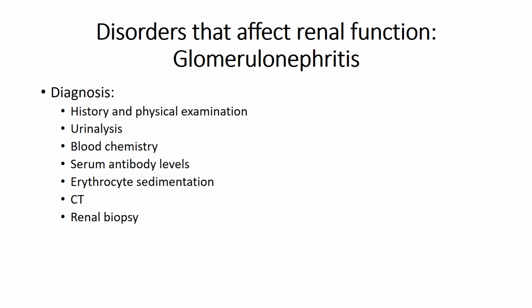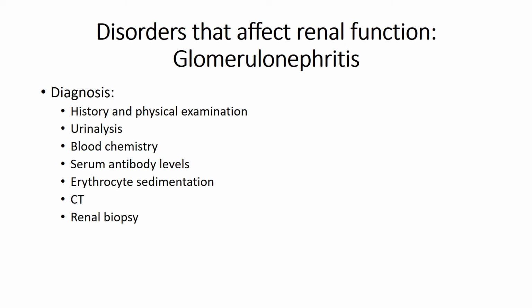So back to glomerulonephritis as a whole, we would need to differentiate between glomerular nephrotic syndrome and nephritic syndrome using the manifestations that we see, collecting urinalysis and blood chemistry levels, so looking at the blood urea and creatinine levels.